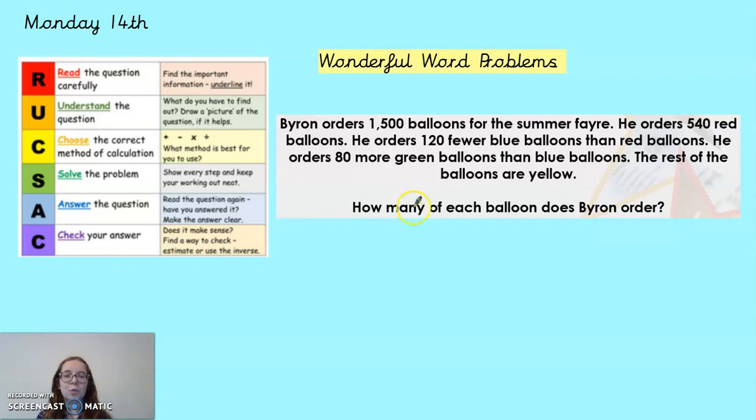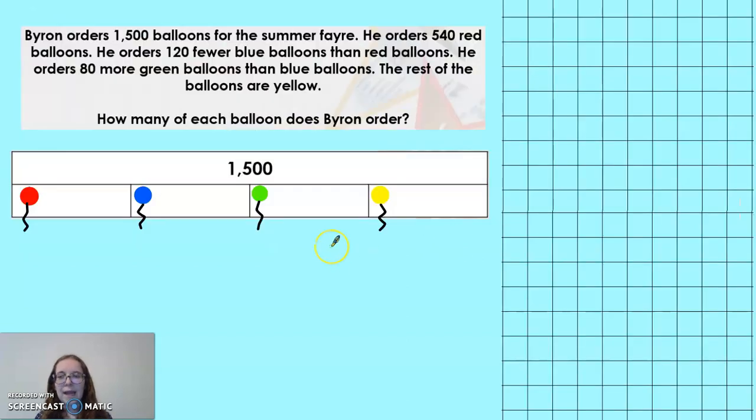Okay, with no further ado, we are going to go on to the first question, which is this lovely balloon question. Byron orders 1,500 balloons for the summer fair. He orders 540 red balloons. He orders 120 fewer blue balloons than red balloons. He orders 80 more green balloons than blue balloons, and the rest of the balloons are yellow. How many of each balloon does Byron order?